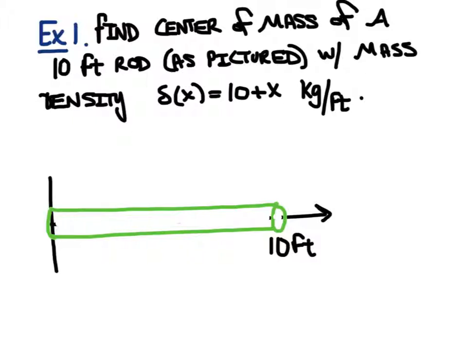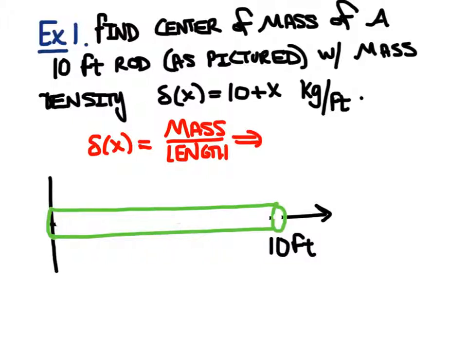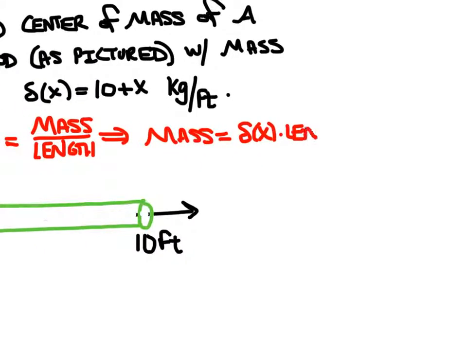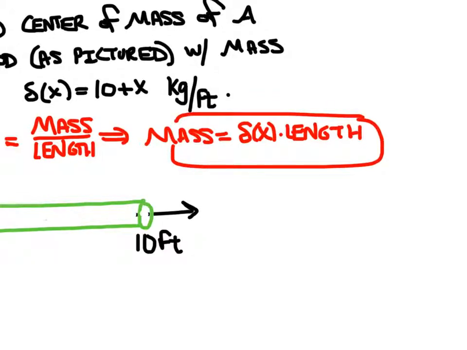Okay. So before we start anything, let's just make a couple notes. They give us delta x. Delta x is a mass density in this case, and by the units I can tell that this is mass over length because it's kilograms per foot. So what I can do with this equation is solve for mass, because I'm going to need this as we move forward. If I solve this for mass, it's going to be delta x times length. Okay, and we're going to need this as we move forward.